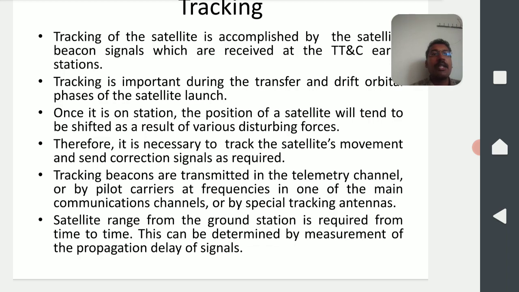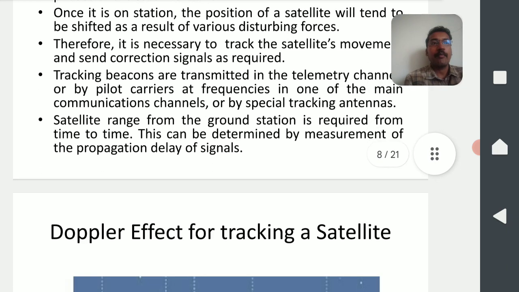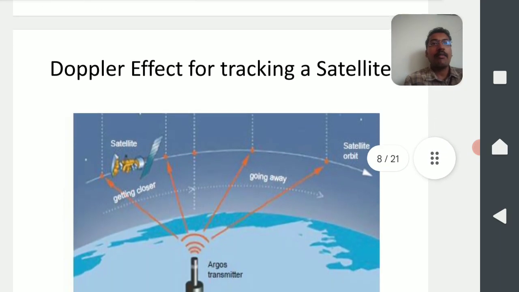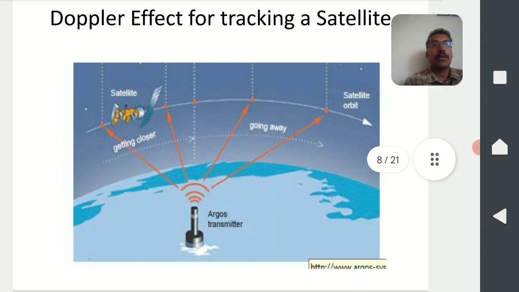Satellite range from the ground station is required from time to time. This can be determined by measurement of the propagation delays of signals. The Doppler effect for tracking a satellite is shown in the figure.